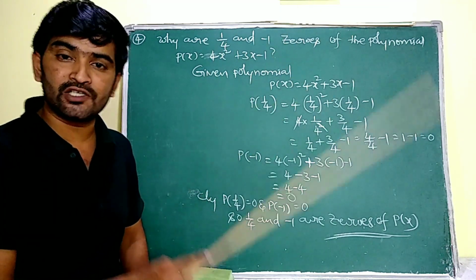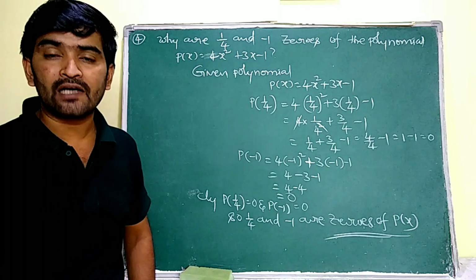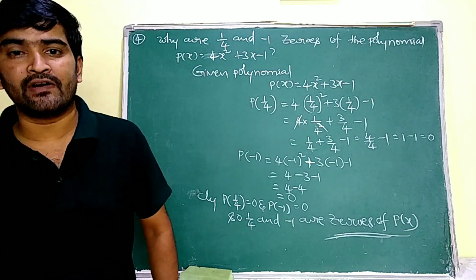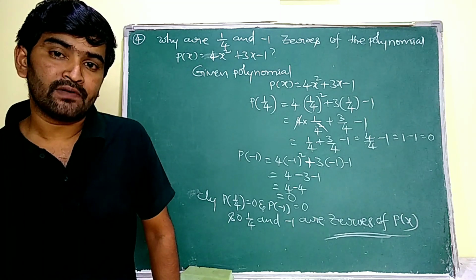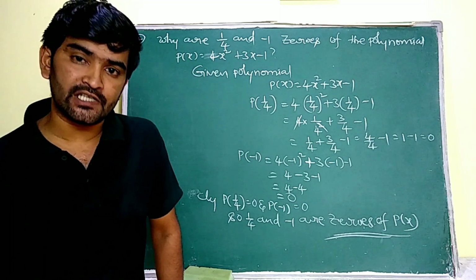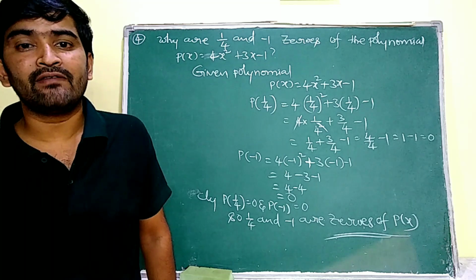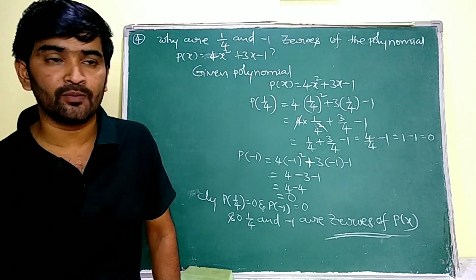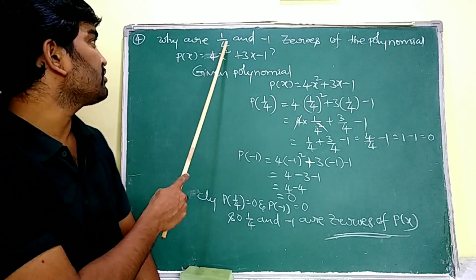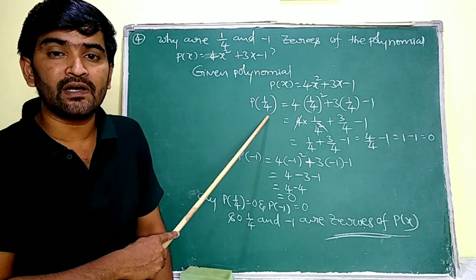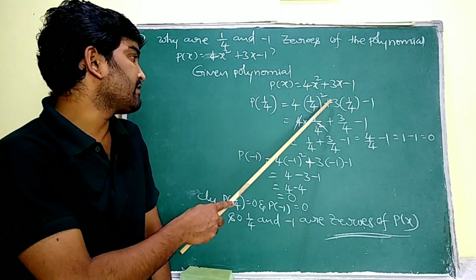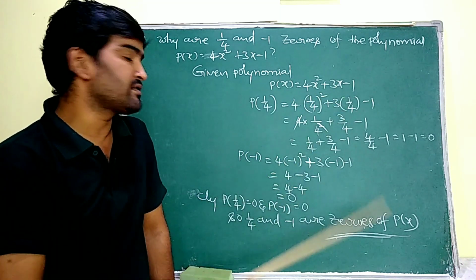Whether the given values are zeros to the polynomial or not is going to be verified by just substituting the given values in the polynomial. If the value of the polynomial is going to be 0, then the given values are zeros of the polynomial. Else those are not the zeros of the polynomial. So that is why I am going to substitute this 1 by 4 in the place of the variable x. So 4 into 1 by 4 whole square plus 3 into 1 by 4 minus 1, ma.